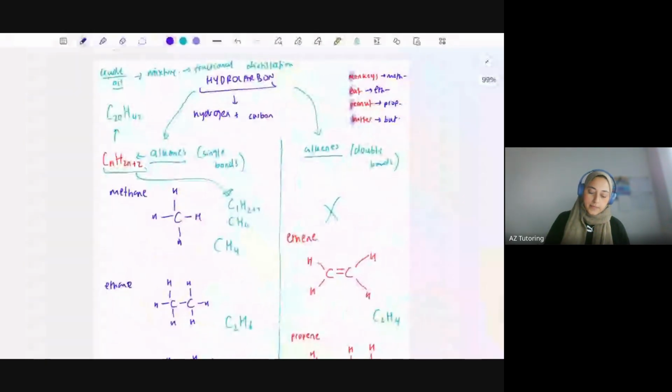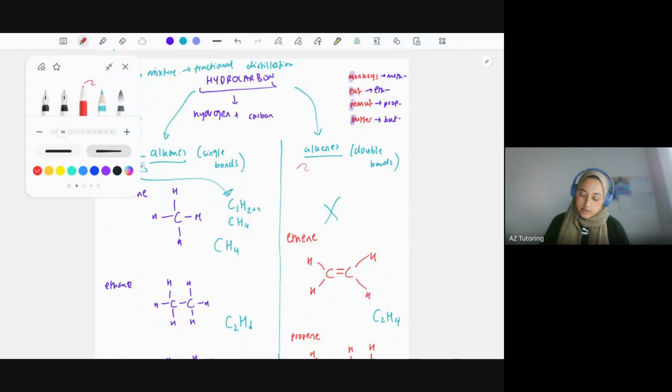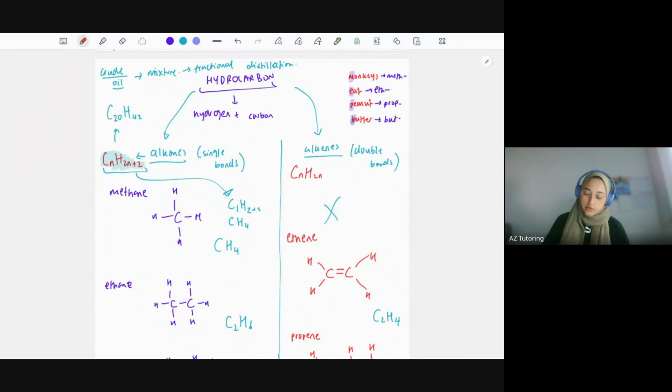With alkanes, it was this. So with alkenes, it's CnH2n, and that's it. That's what the formula is for that one.